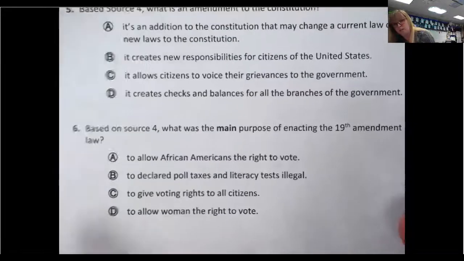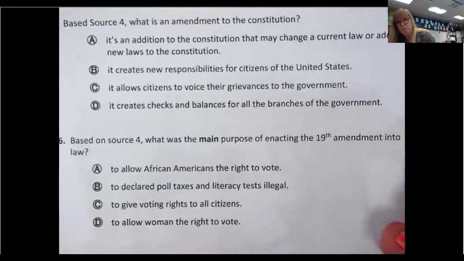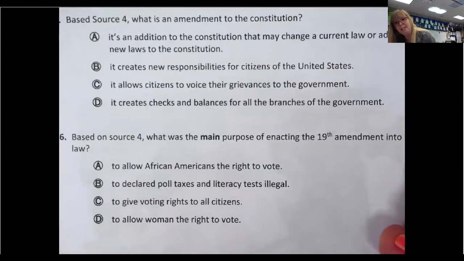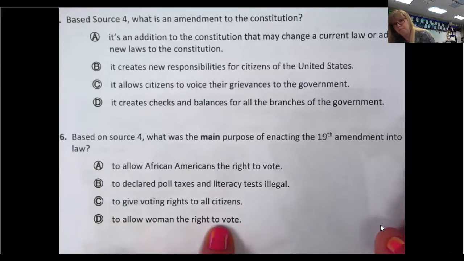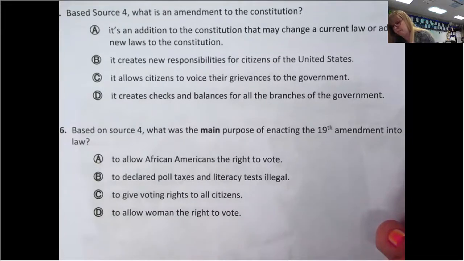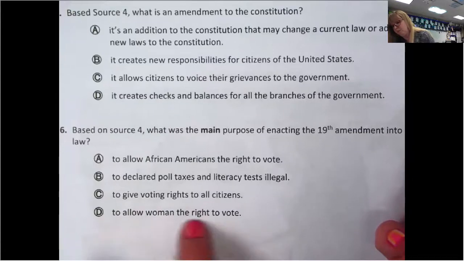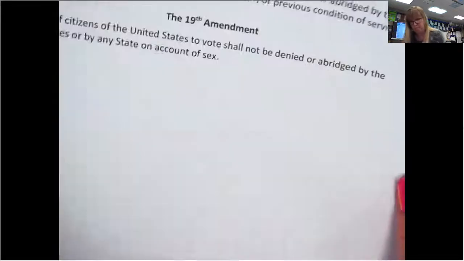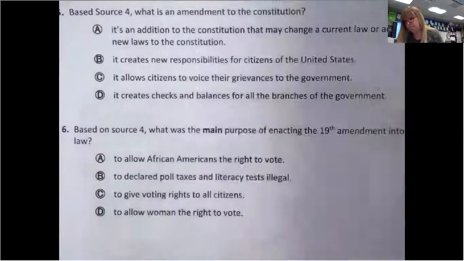Number 6, based on source 4, what was the main purpose of enacting the 19th Amendment into law? Ladies, don't get this wrong. If you also need another hint, there is a poster above my computer and above my printer. 19th Amendment allows women the right to vote. Okay. I don't want pop-ups on my computer. 19th Amendment allows women the right to vote. Okay.